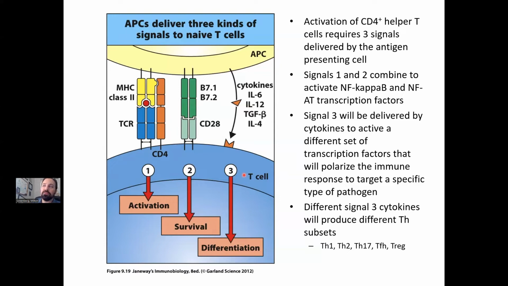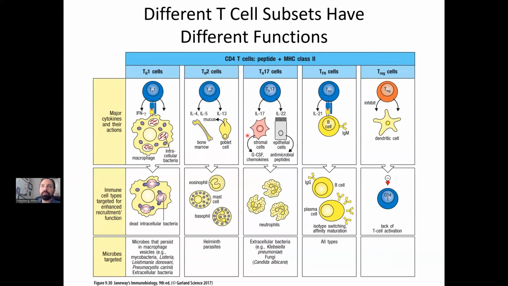So we've heard of these different TH subsets. These are your different helper T cell subsets. H stands for helper, T stands for T cell. So we have TH1, TH2, TH17, and on, follicular helper cells, regulatory T cells. All of these are guided by this signal 3.